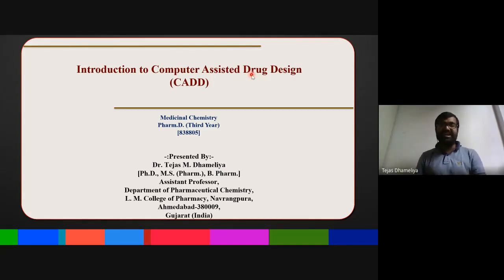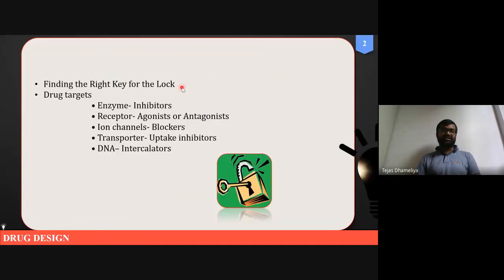It is abbreviated as CADD. Sometimes some people also pronounce it as CAD. So there is nothing wrong whether you say CADD or you say CAD. Both are similar to each other. Now, what is the principle behind this kind of CAD?